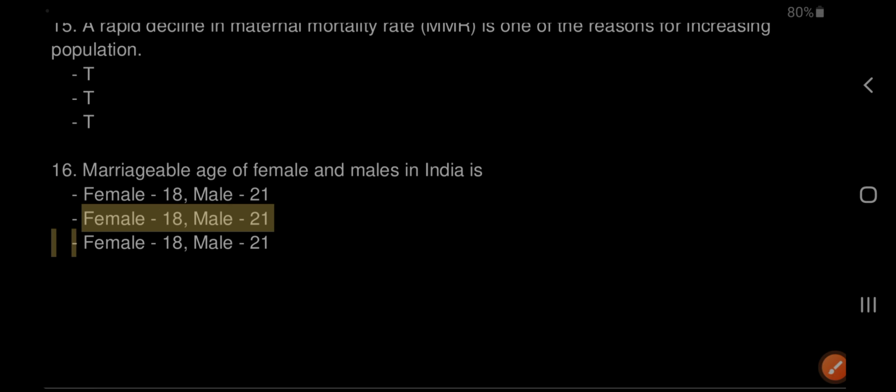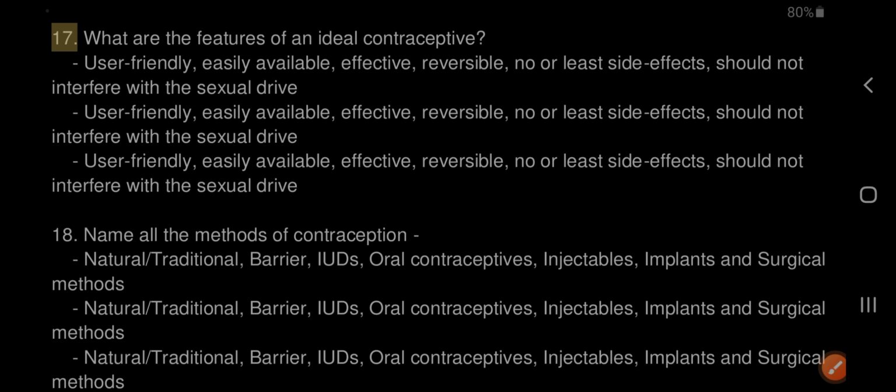17. What are the features of an ideal contraceptive? User-friendly, easily available, effective, reversible, no or least side effects, should not interfere with the sexual drive.